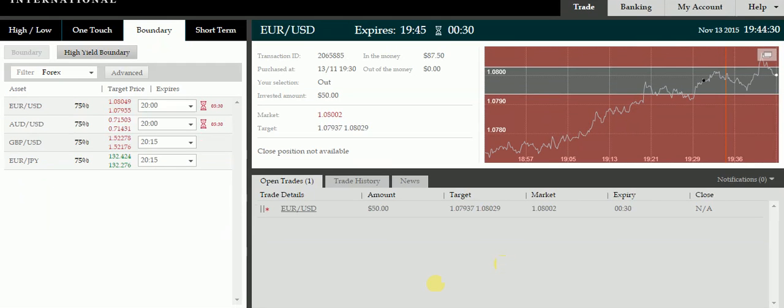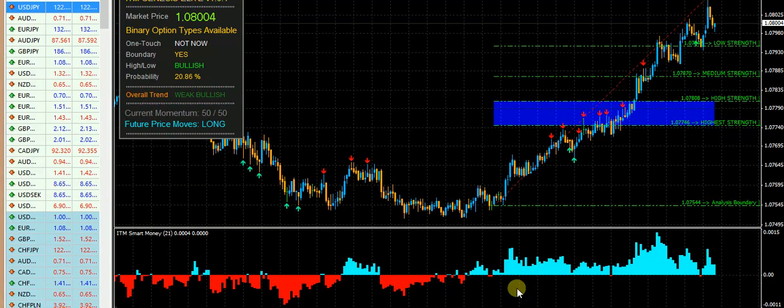We have 30 seconds till the trade expires, and the trade is finishing out of the money due to that resistance level here. So the price breached that upper boundary and retraced back into the boundary. So let's come back to our MetaTrader chart to see what is going on.